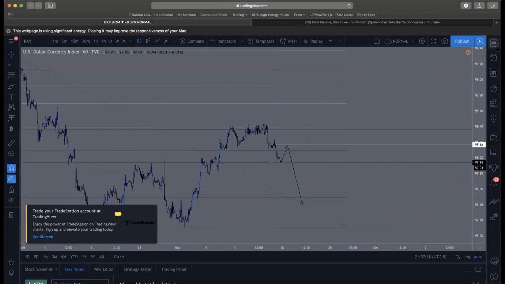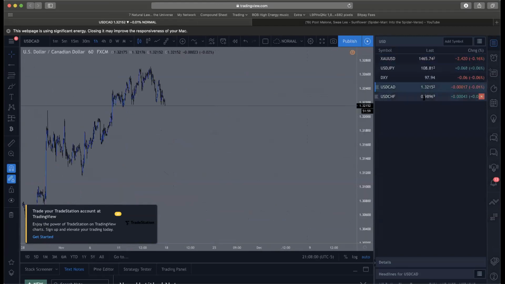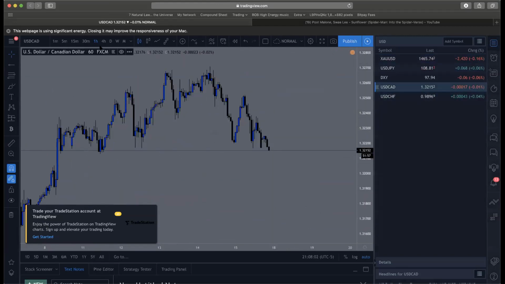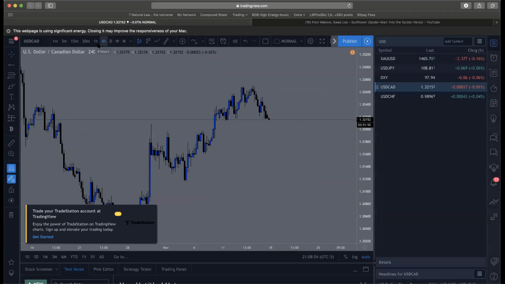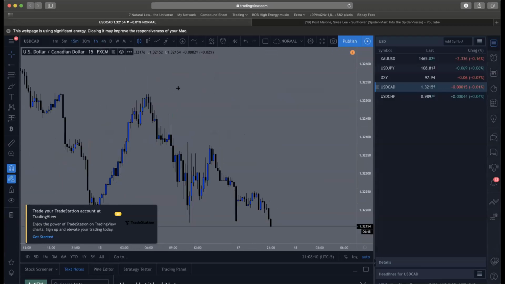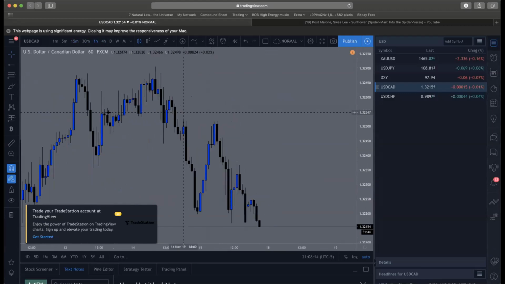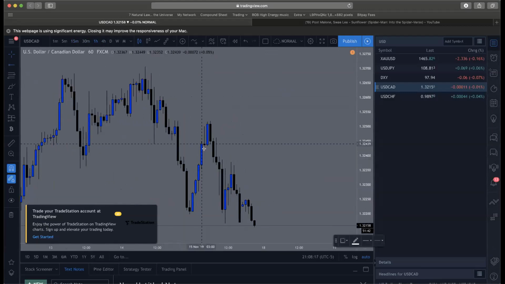But let me just take a quick peek at the other charts. USD CAD is still interesting. Hopefully we do get that push back up so we can sell this thing again. I did get out of all my positions on USD CAD. Probably not a smart thing to do, but we'll let this thing pull back up. I have a feeling that we might. We do have some of these equal highs in here as well.